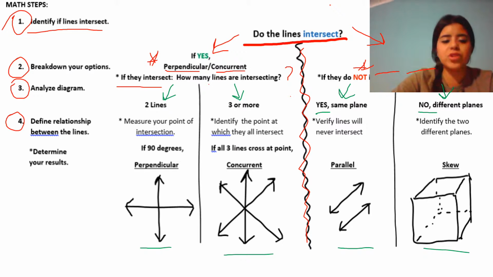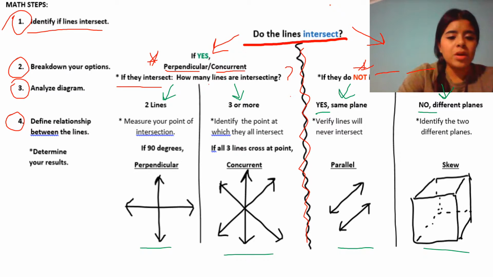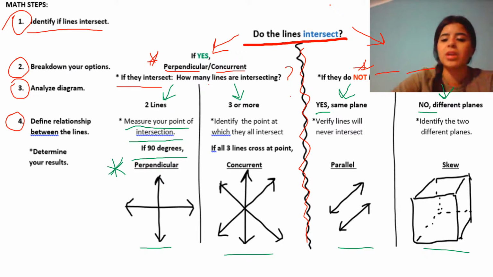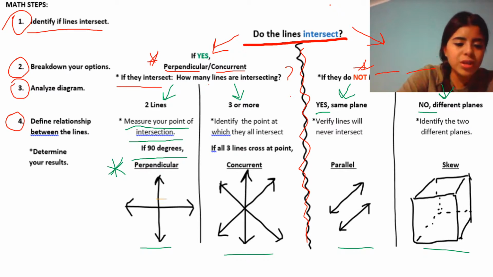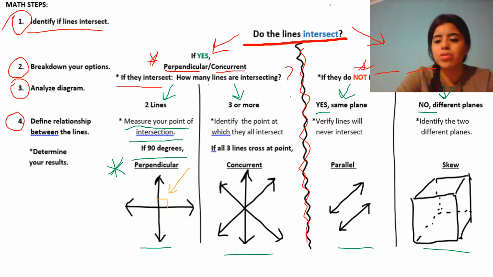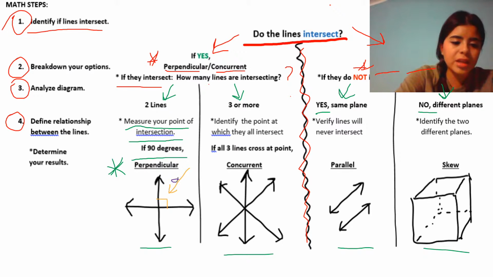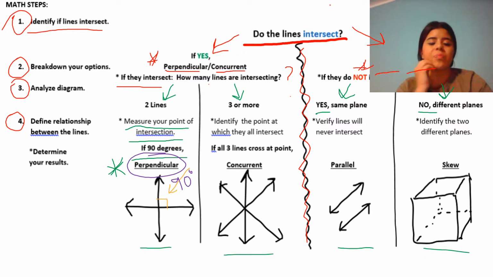Let's say we only have 2 lines. If we only have 2 lines, we need to measure our point of intersection to see if it adds up to 90 degrees. So we have a perpendicular line here. We would measure this angle right here, use our protractor, and determine that it is in fact 90 degrees. Therefore, it is a perpendicular line.